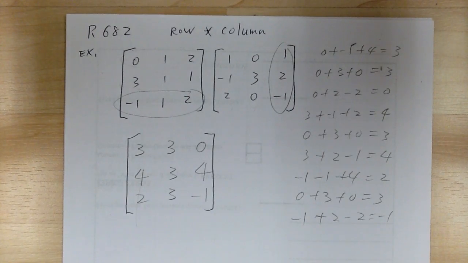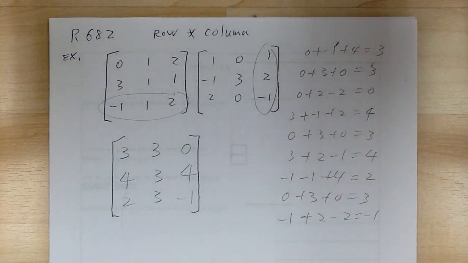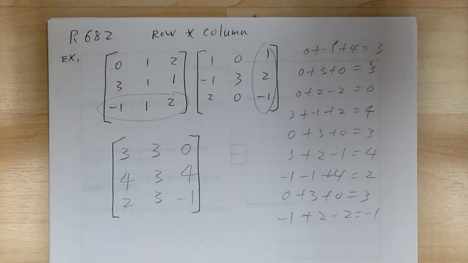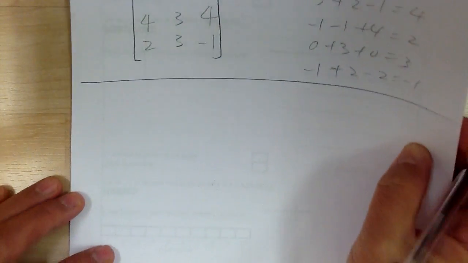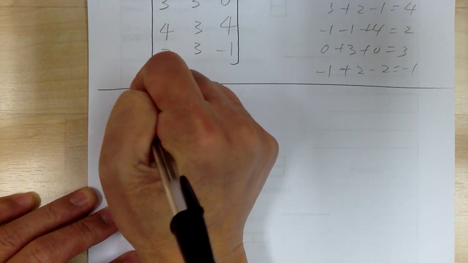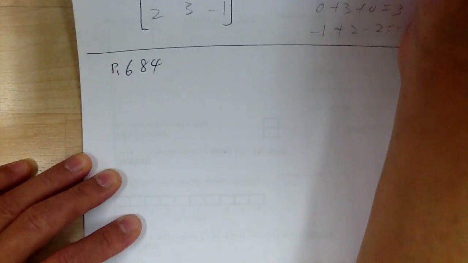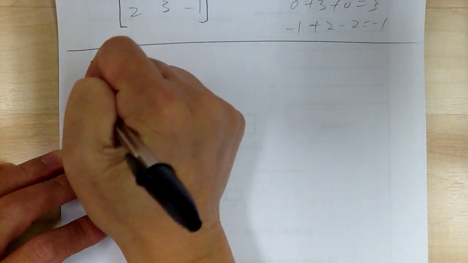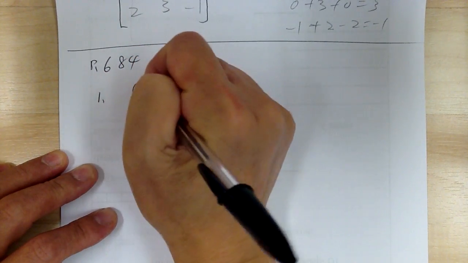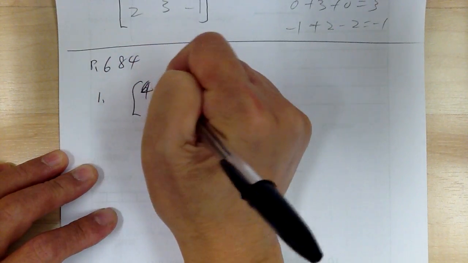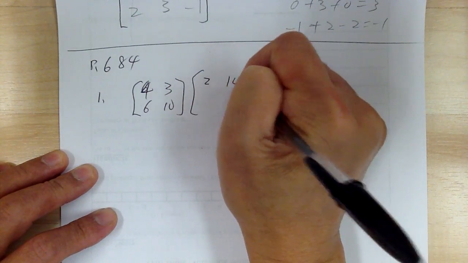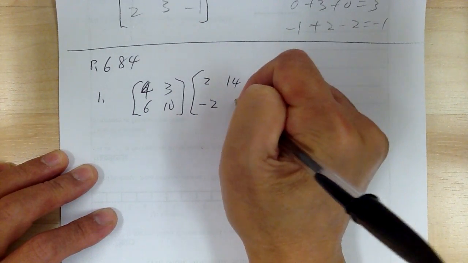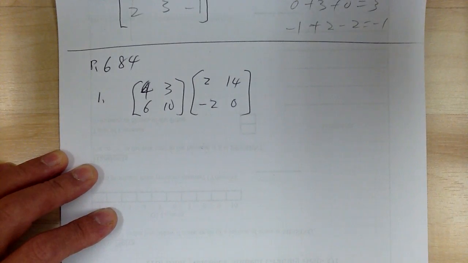Okay, so a lot of work, but it's very easy if you just keep it organized and keep going, right? Now the thing you have to watch out for is that not every matrix can be multiplied. So what you need to do is put down the dimensions. So if you go to page 684, let's look at the oral exercises. So number 1, you got 4, 3, 6, 10. You got 2, 14, -2, 0. Okay? The way to check if they can multiply or not is to write down your dimensions.